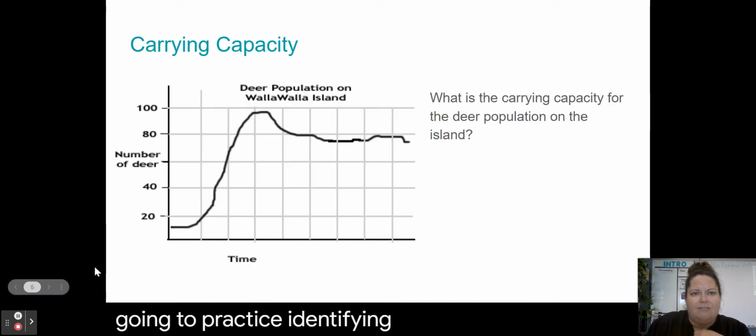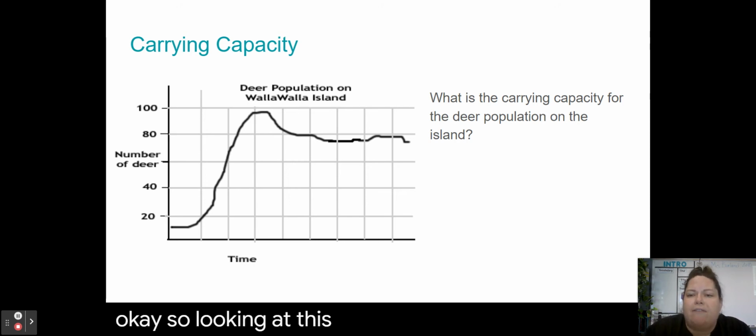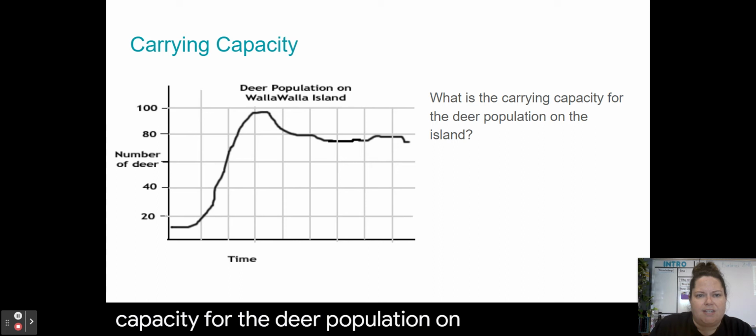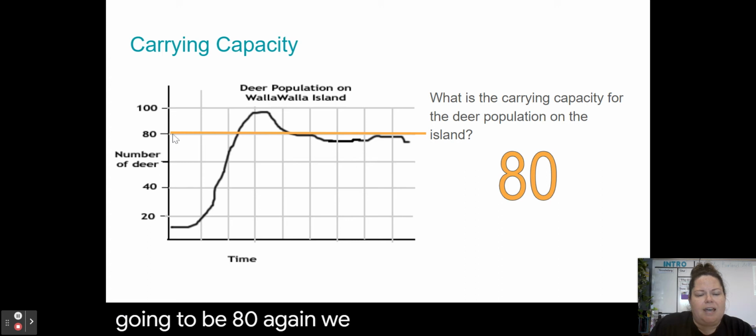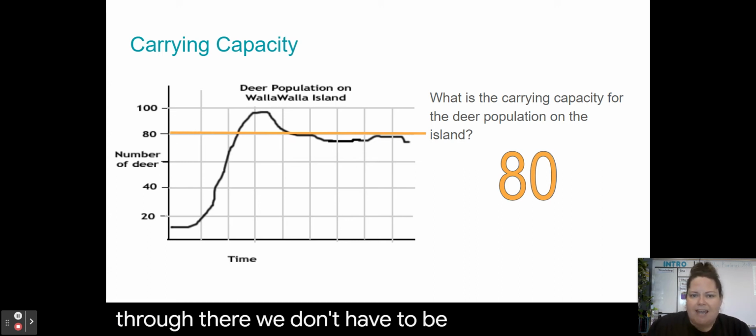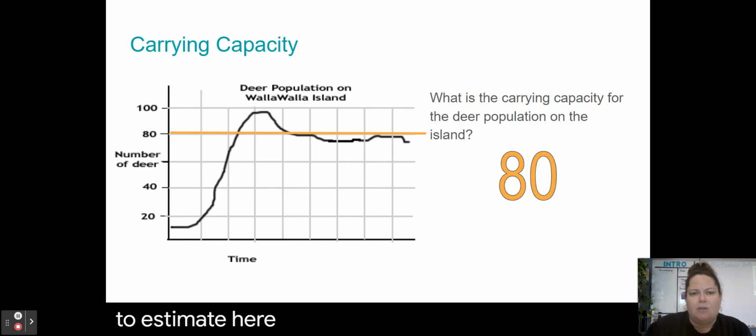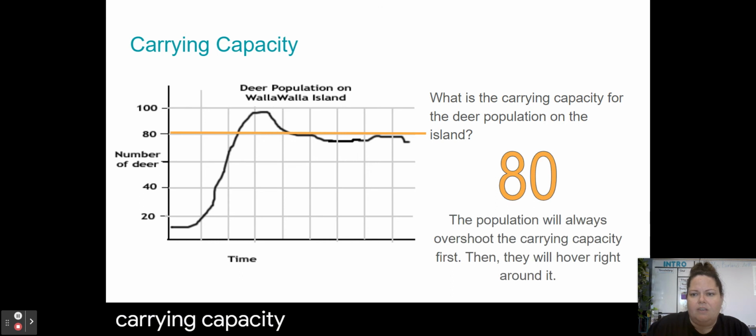We're going to practice identifying some things on graphs. Okay, so looking at this graph, what is the carrying capacity for the deer population on this island? Okay, it is going to be 80. Again, we kind of try to draw our line through there. We don't have to be exact. We're going to estimate here. So 80 we would estimate as our carrying capacity.